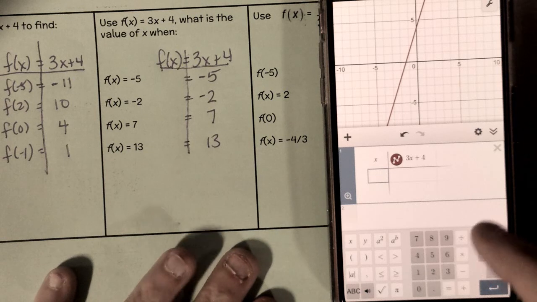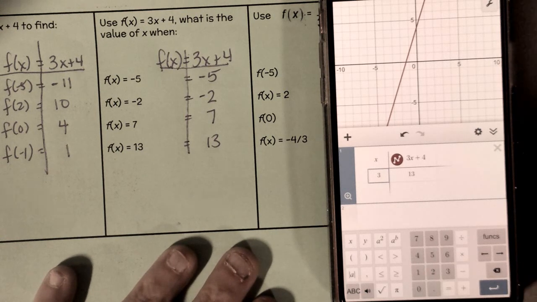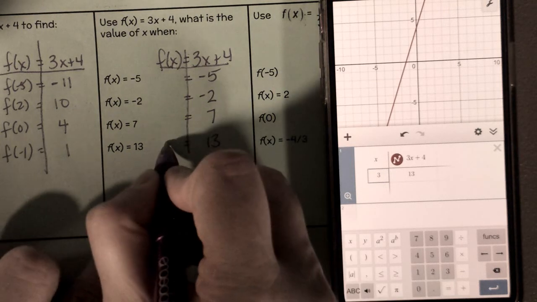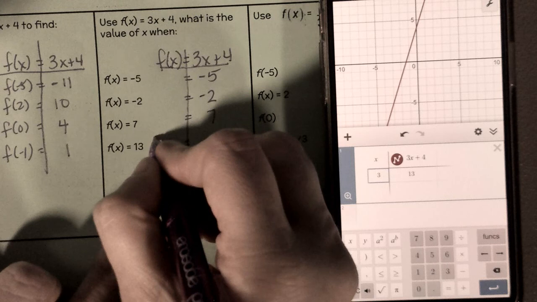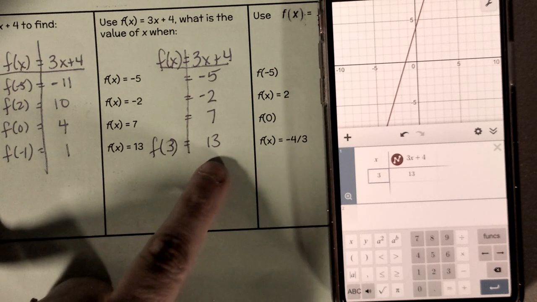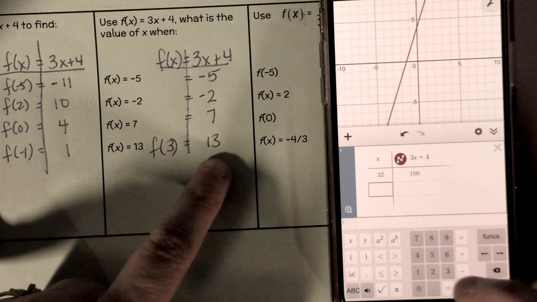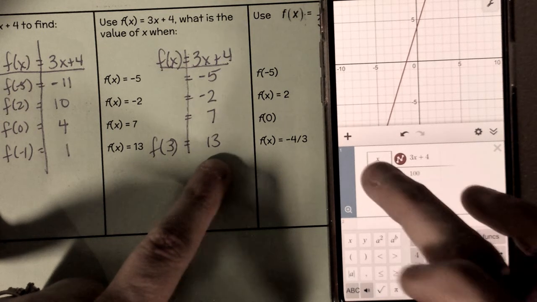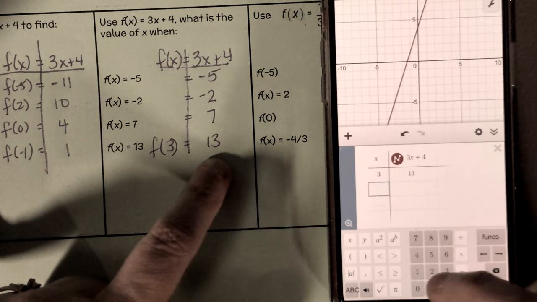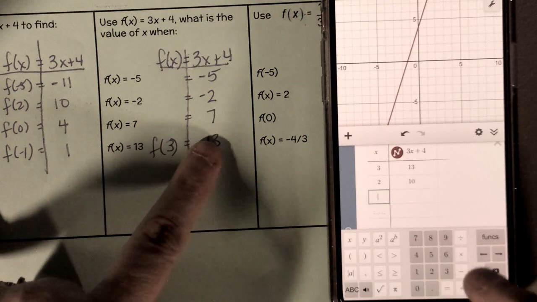Let's say 3. Oh, there we go, 3. I just guessed, okay? So when I plug an x in for 3, I get a 13 out. Let's try 2. No, that's 10. That's not it at all. Let's do 2. When I plug in, I'm not looking for 10. Let's see what happens next.